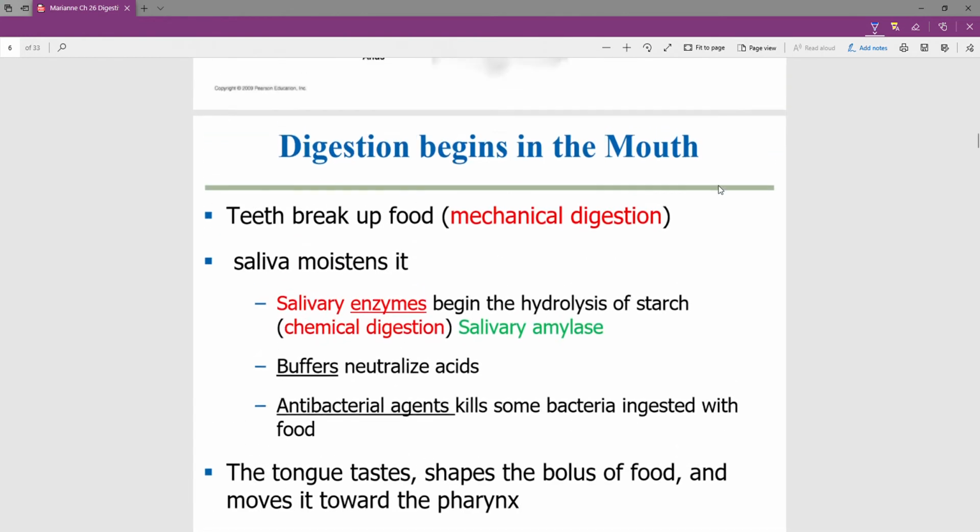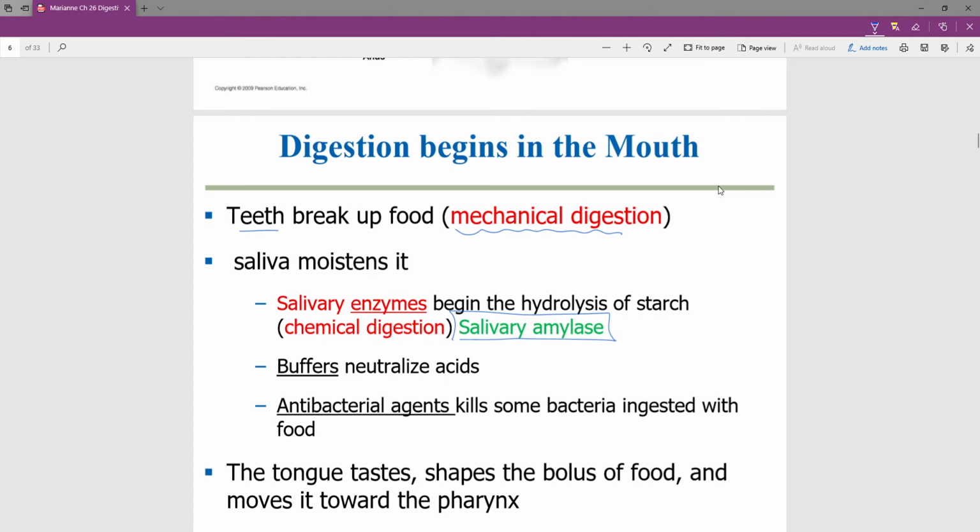Digestion does begin in the mouth. Newsflash. In your mouth, you have a number of things going on. You have teeth that serve in the role of mechanical digestion, breaking the food up physically. You have saliva that moistens the food and makes it easier to swallow. In the saliva, there are a few key roles. Saliva contains enzymes. It contains an enzyme called salivary amylase. This is the first enzyme that is present in your digestive system.